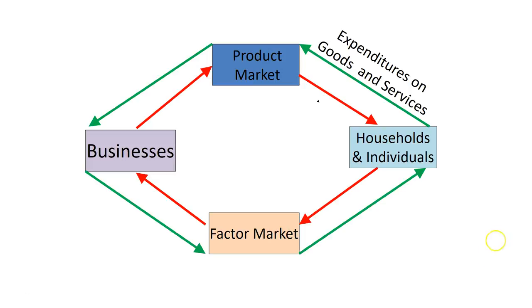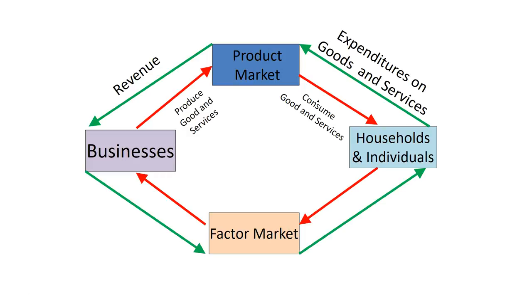You are going to have, in this green money arrow, expenditures on goods and services. Those are the dollars that you're spending. So you're going to go into the product market, and that is going to come into businesses in the form of revenue. That's what businesses call it when they get money from their customers. From the business side, they are going to have goods and services that they have produced, they have offered to the product market. You will take those in as you consume goods and services.